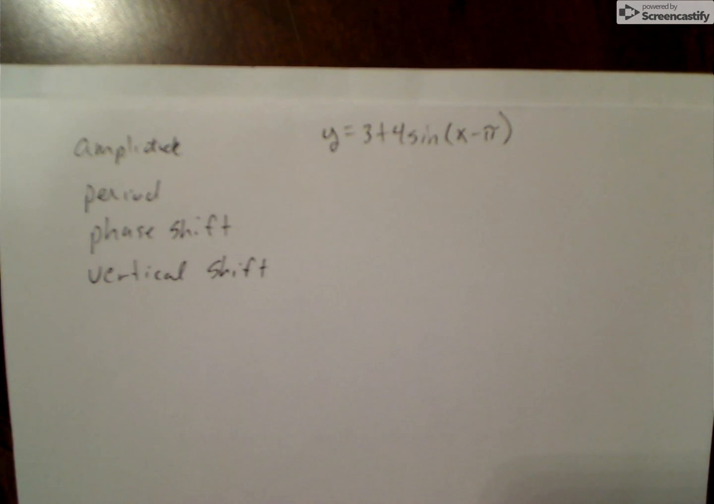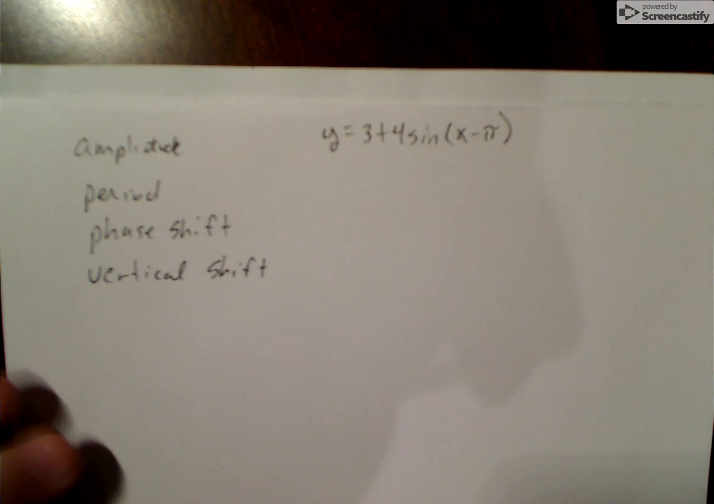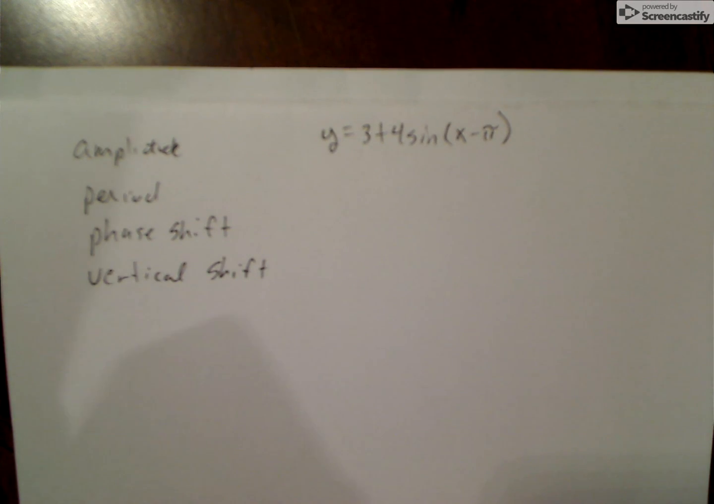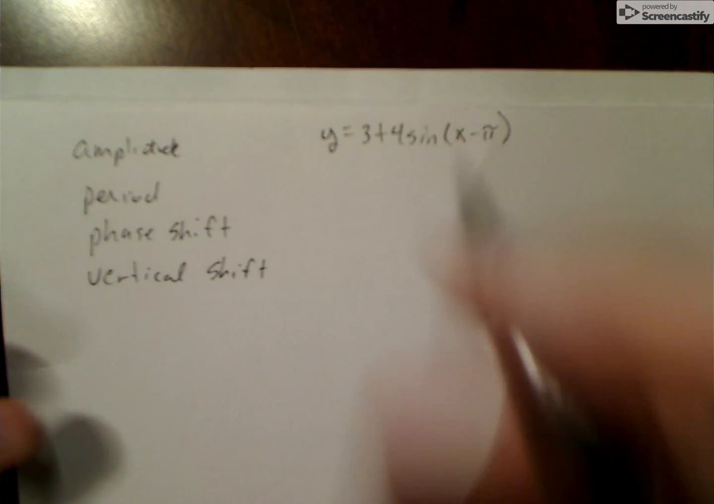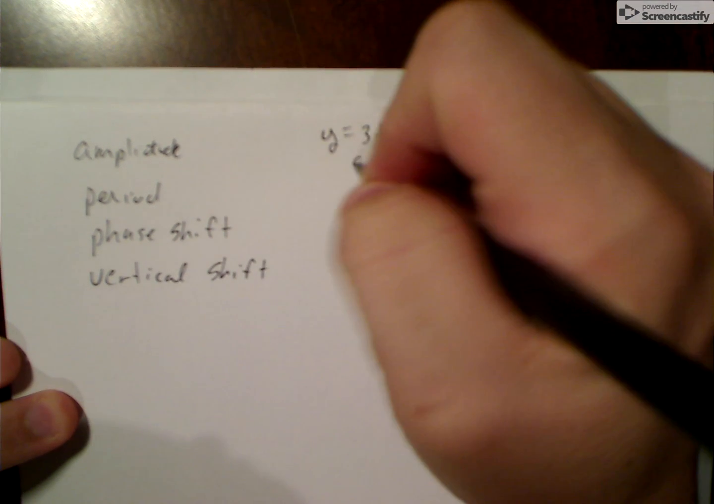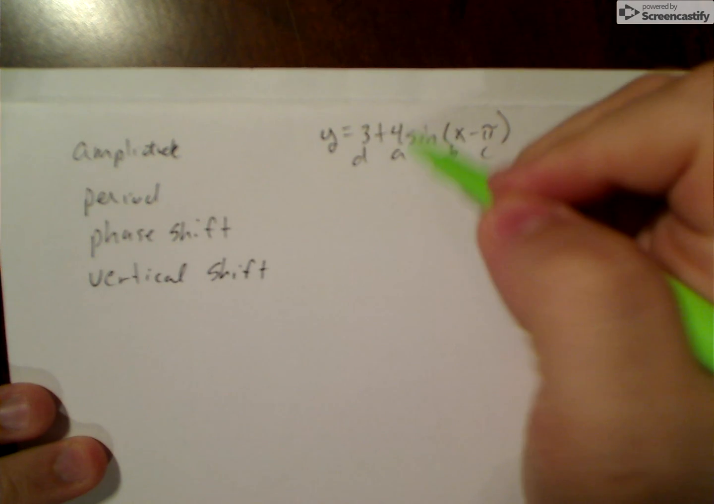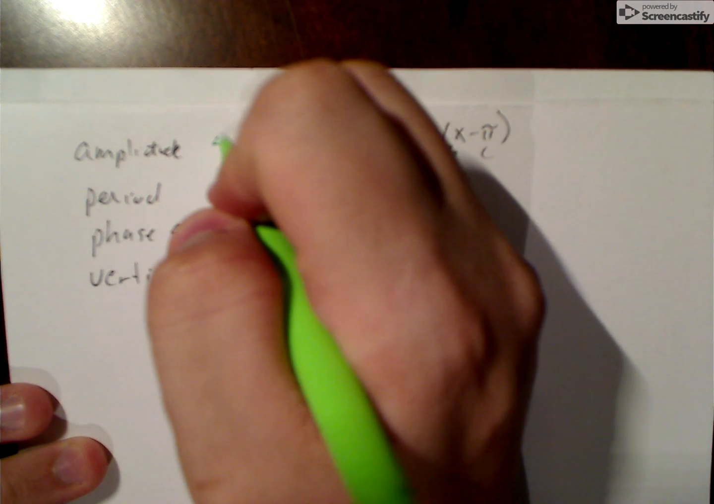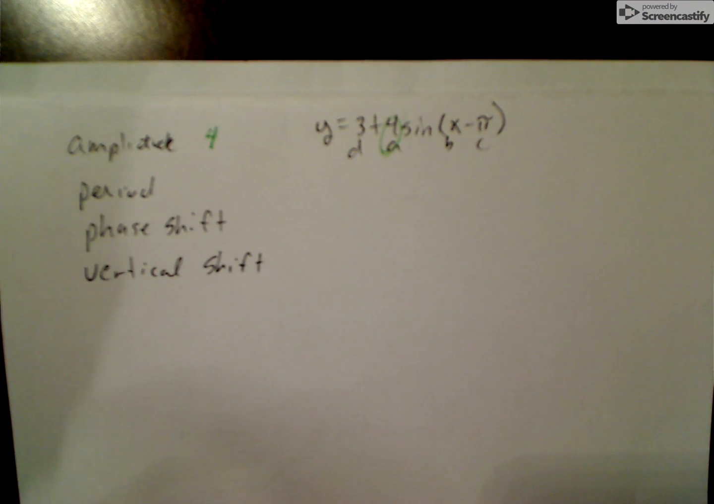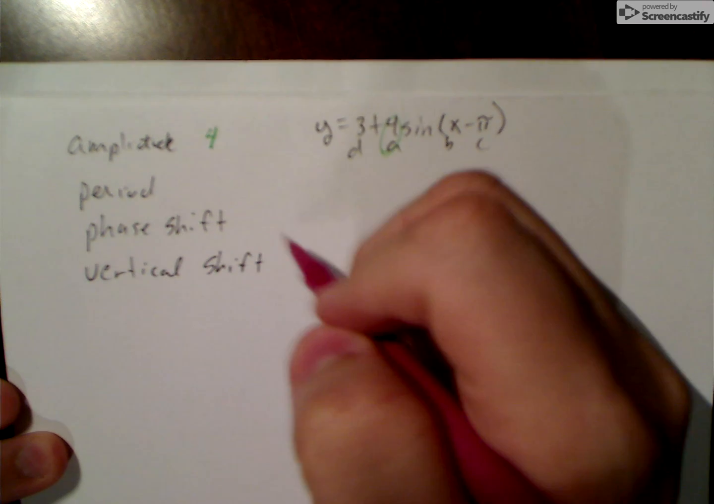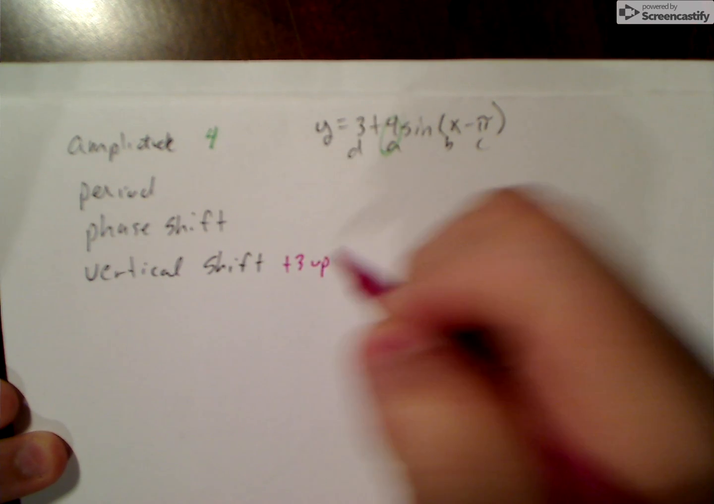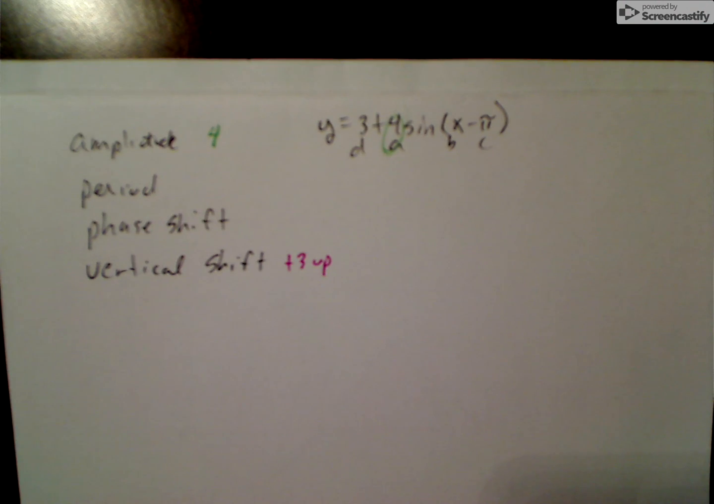All right. The two easiest ones to do are the amplitude and the vertical shift. If I were to label all of these, this would be A, B, C, and D. The amplitude is the A value, which is this one right here. So I know my amplitude is going to be 4, and I'll show what that means in a second. I'm going to graph it too while I'm at it. I also know that my vertical shift is 3, so that's a plus 3 up in terms of moving the equilibrium line.